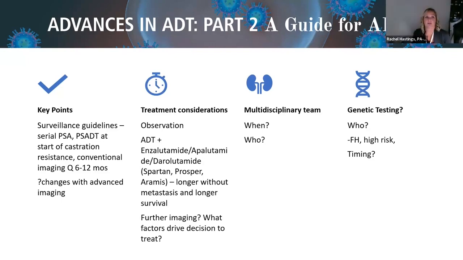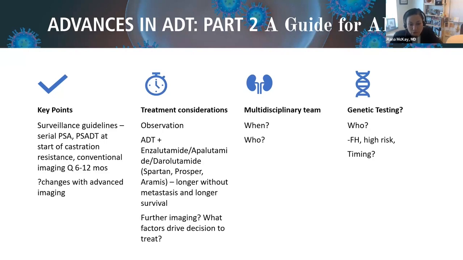Yeah, so historically, we'd offer this patient ADT and follow with imaging, conventional or PSMA PET, until symptoms or metastasis. But SPARTAN, PROSPER, and ARAMIS showed us that adding medications to ADT led to longer time without metastasis and longer survival. Now, all these studies used a rapid PSA doubling time and conventional imaging as admission criteria. Given that, do you think all patients in this category, both high and low risk, should get intensification or is it okay to monitor?